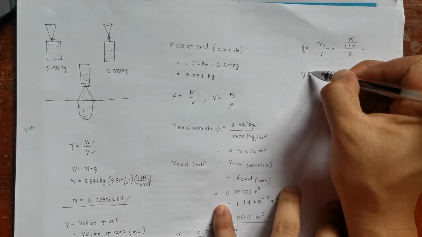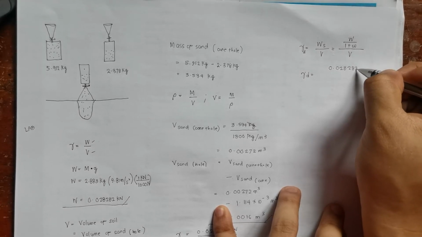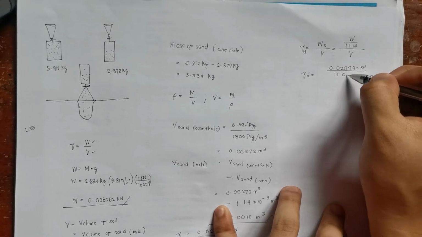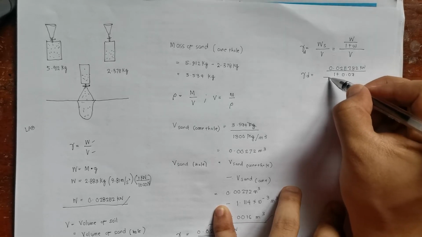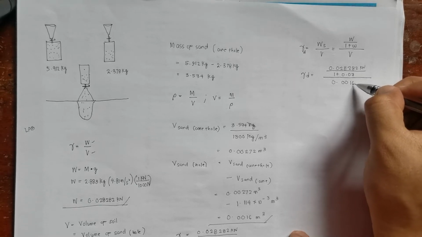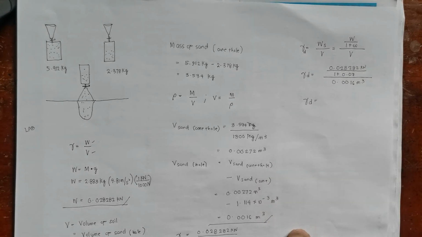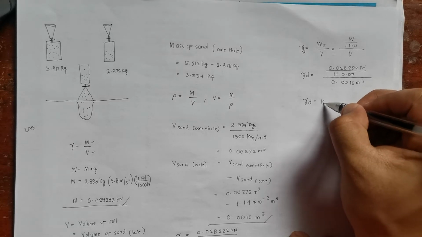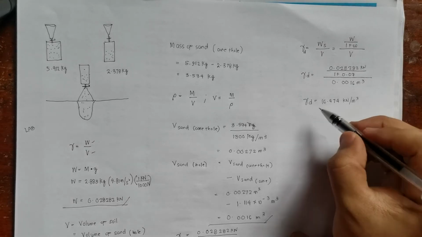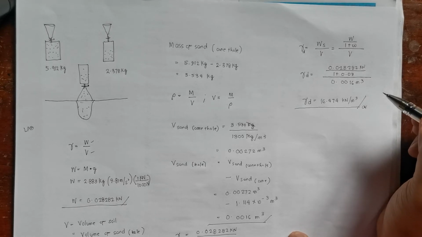So, substituting, gamma dry is equivalent to 0.028282 kilonewtons divided by 1 plus moisture content 7%, make it in decimal form 0.07, divided by the total volume 0.0016 cubic meter. Computing, we will have a dry unit weight of 16.474 kilonewtons per cubic meter. And this is our second requirement, the dry unit weight of the excavated soil in the field.